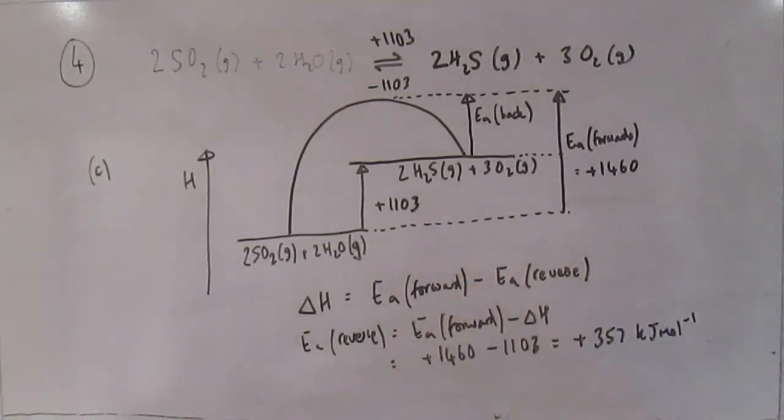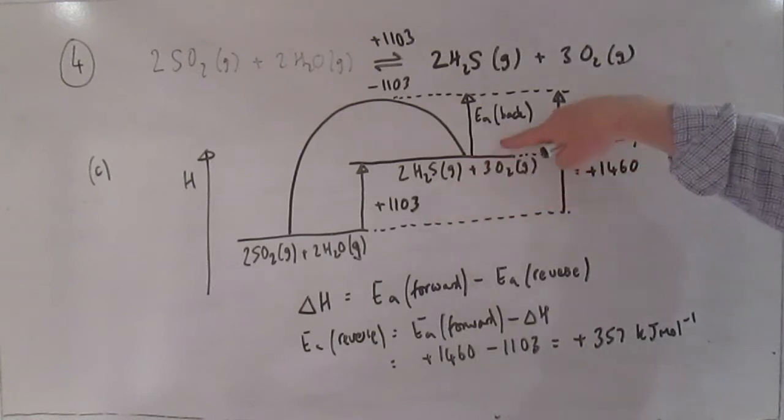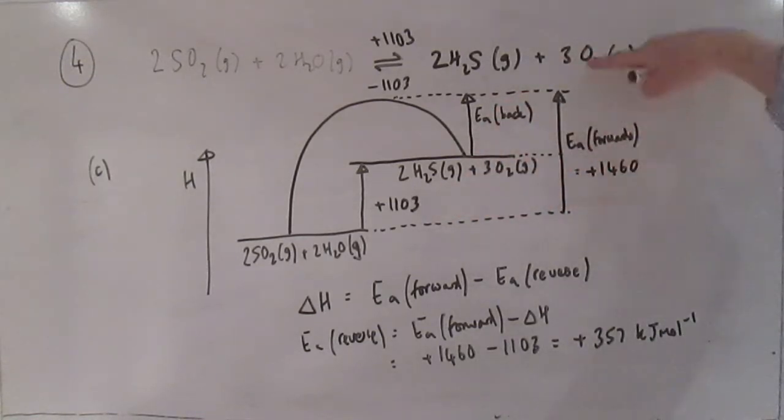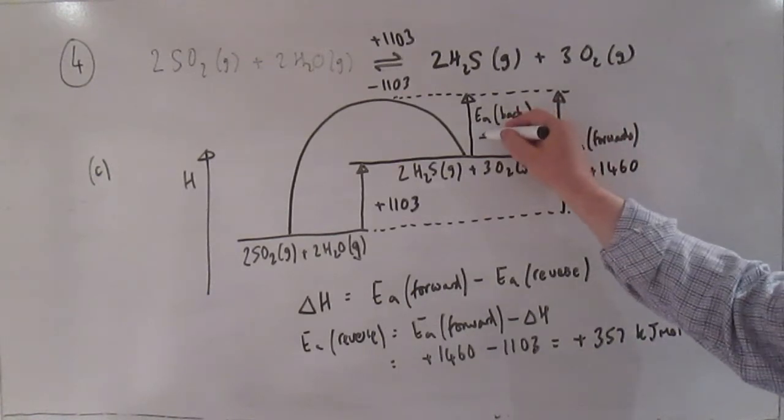So you can do it algebraically like that, but as I say, I think it's just more obvious looking at the diagram to say, well, if 1103 plus that adds up to this overall change, then that's going to be plus 357.